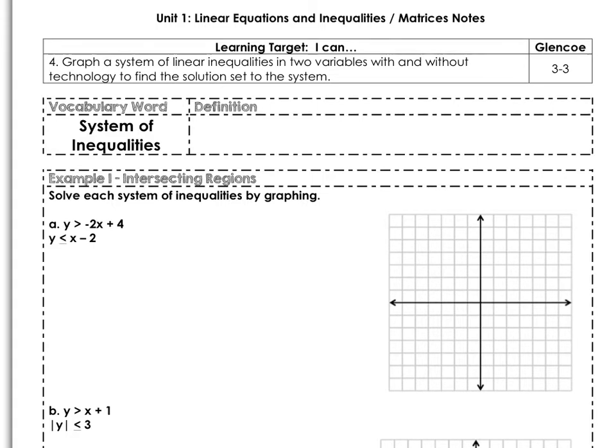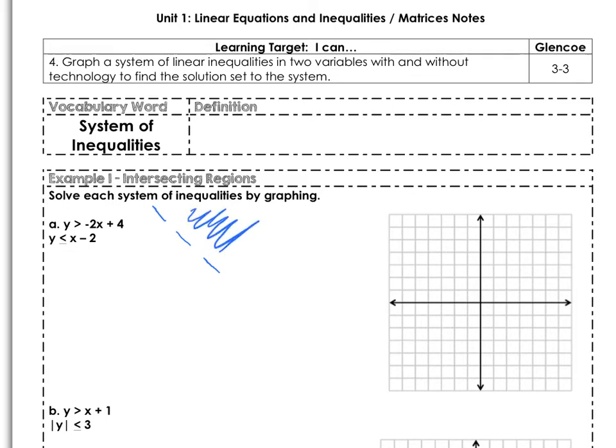In my A, I'm given y is greater than negative 2x plus 4. And in my second one, I'm given y is less than or equal to x minus 2. Let's first take a look at the first guy. Y is greater than. When I go to graph this line, which is already in slope-intercept form, it's going to need to create a negative slope, and it's going to have a dashed line. That's because it does not have or equal to. And then I'm going to shade above the line because it's y is greater than.